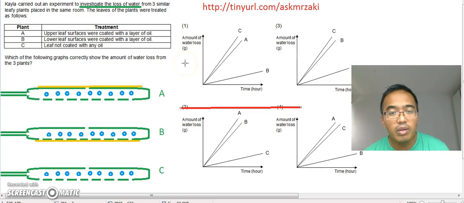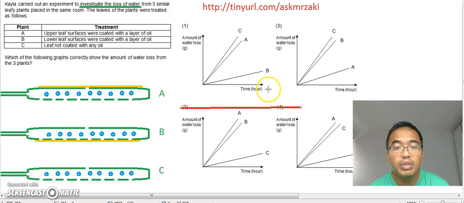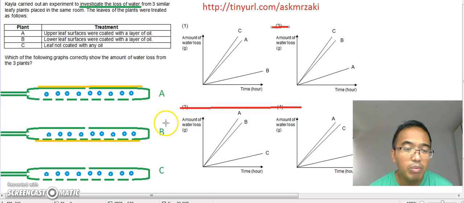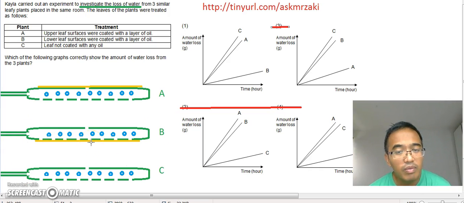Now, if your answer is between 1 and 3, you know that B would be the least amount of water loss because the water can't escape. So the least amount of water loss here would be B, and so the answer is number 1, and you know that number 3 is wrong. So if number 2 is wrong, number 4 is wrong, number 3 is wrong, the answer is number 1. Let's check one more time. B would be the least amount of water loss. C would be the most amount of water loss, and A would be just below C because only some stomata is left. So the answer is number 1.